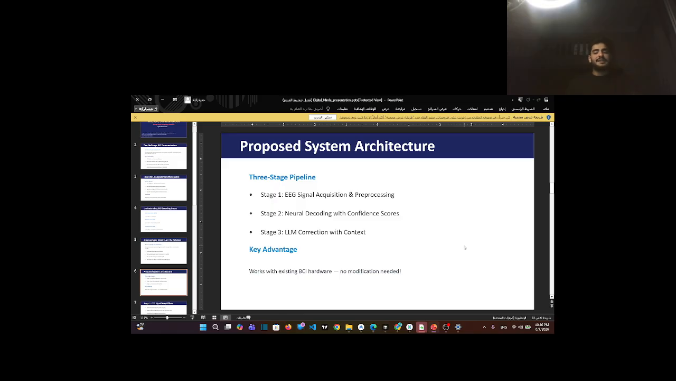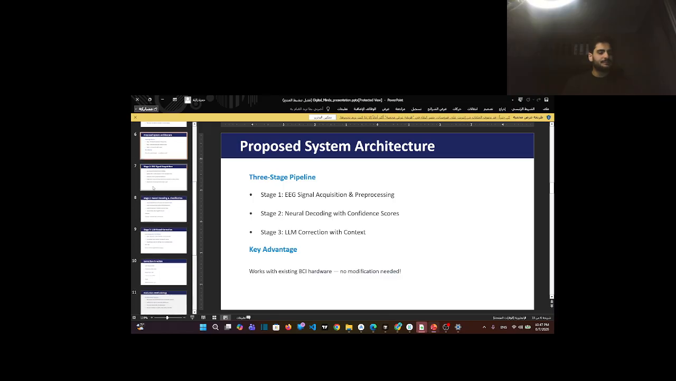And the third stage is LLM correction with context. The language model receives the noisy decoded text, the confidence information as well, and the conversation history. And then it outputs a corrected version of the message. The key advantage of this architecture is that it can work with existing BCI hardware. We do not need to redesign the entire BCI system. We are adding an intelligent correction layer on top of it, and this makes the approach modular and practical.